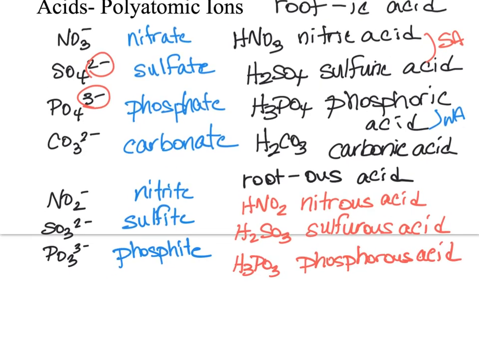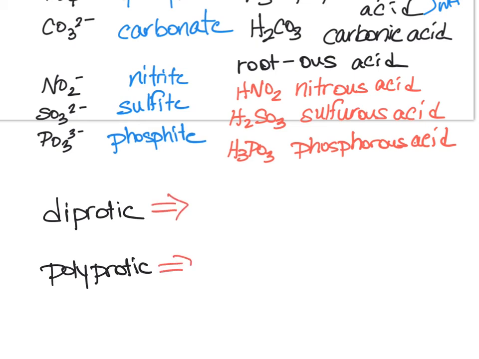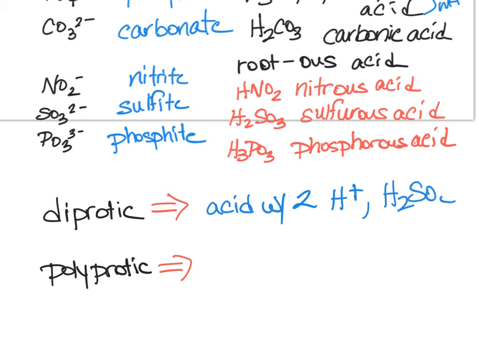Okay, I'm going to see if I can move this up just a little bit. There's a couple more terms that I need to define. Diprotic and polyprotic. A diprotic acid is an acid with 2 hydronium. An example of this would be H2SO4. And what that means is that it can undergo 2 acid-base reactions.